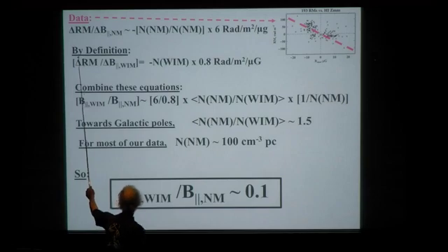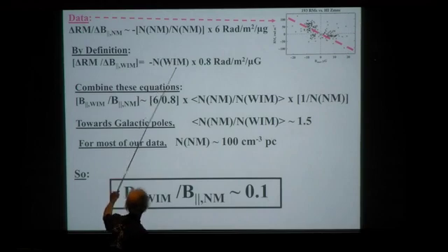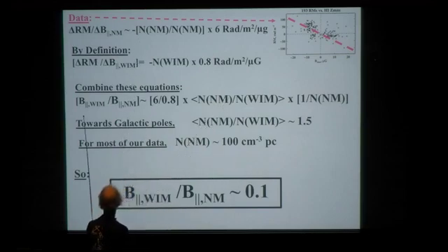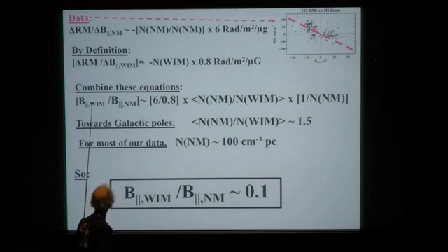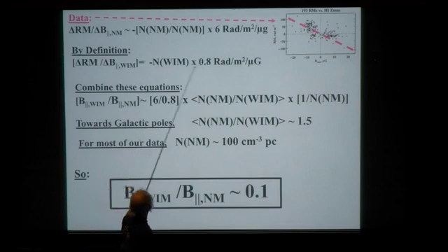Now, by definition, delta RM over delta B is equal to the number of ions, the number of electrons, times 0.8 radians per meter squared per microgauss. So you can put these two equations together, and you can find the ratio of the magnetic field in the WIM to the magnetic field in the NIM, and that's equal to 6 over 0.8, times the column density of neutrals divided by the column density of ionized.